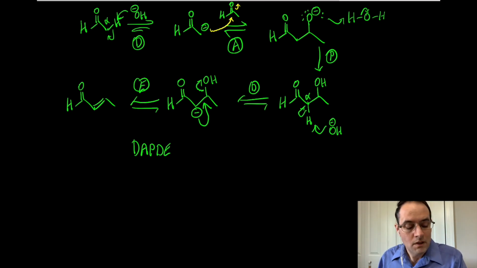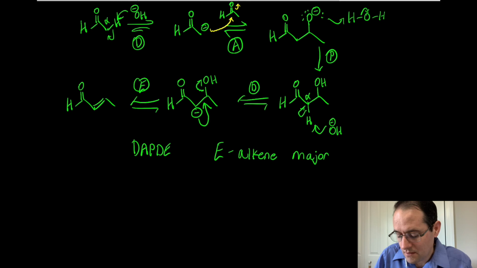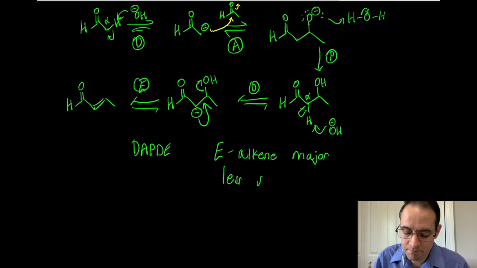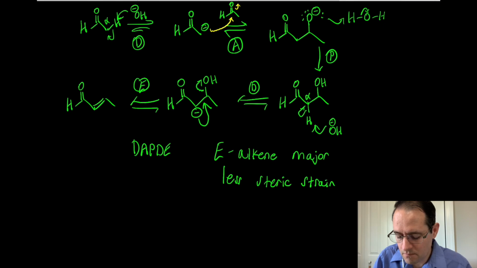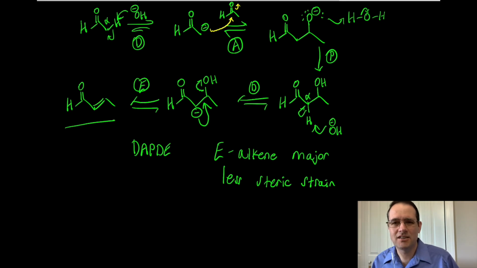Normally you make the E alkene as the major product. The reason why is because you have two groups further apart on the alkene and there's less steric hindrance, okay? So less steric strain. And so that's why I'm drawing the trans alkene here, not the cis alkene. You would form minor amounts of the cis and it probably would be detectable, okay?